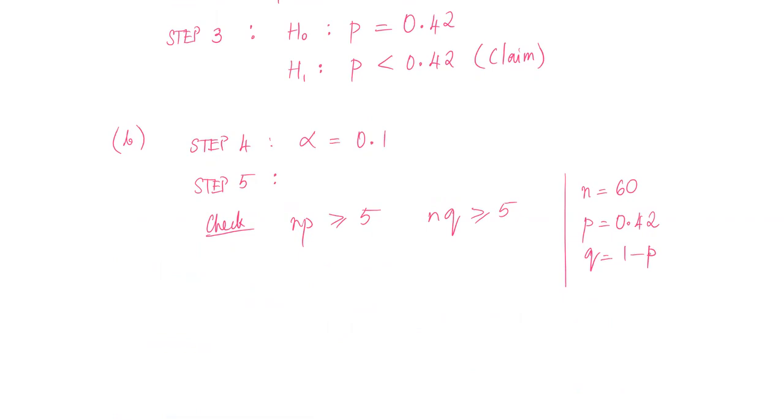And so use your calculator again. And 1 minus 0.42 comes out as 0.58. And multiply your N, 60 times 0.42. And here's 60 times 0.58. That comes out to be 25.2. That is good. It's greater than 5, right? And then you have this. That is 34.8. Both are greater than or equal to 5, so we're good.